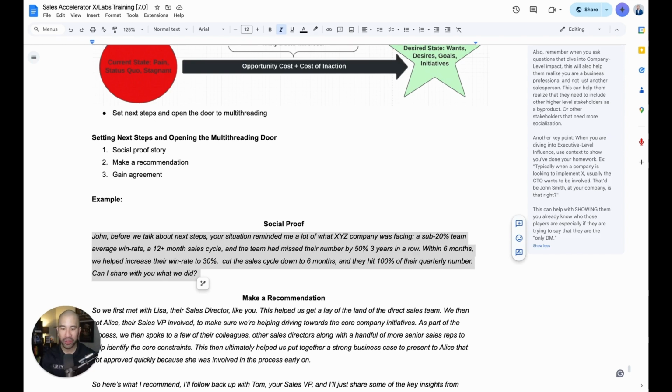So let's break this down a little bit from a framework perspective. Hey, before we talk about next steps, you remind me of this company we worked with who had problems just like yours. These were the problems 1, 2, and 3. But this is the result they got. Can I tell you what we did? That's it. That's a very simple way to tell a story.